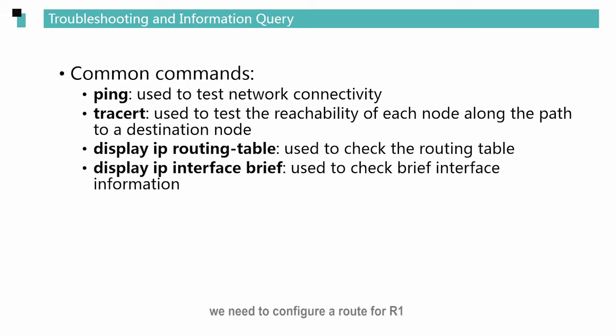Therefore, we need to configure a route for R1, with R2 as the next hop, and another route for R2, with R3 as the next hop. As we have mentioned, communication is bidirectional and requires round-trip routes. R3 and R2 lack a route to PC1. We therefore also need to configure a route for R3, with R2 as the next hop, and another route for R2, with R1 as the next hop. Now, let's check whether PC1 can ping PC2. As we can see, the ping succeeds.